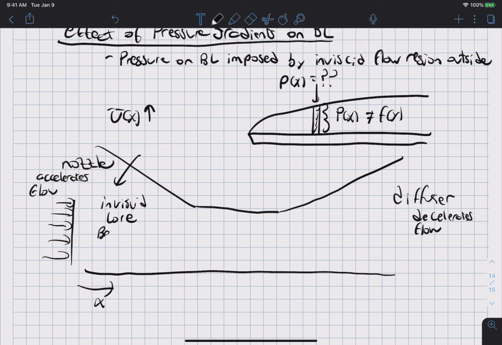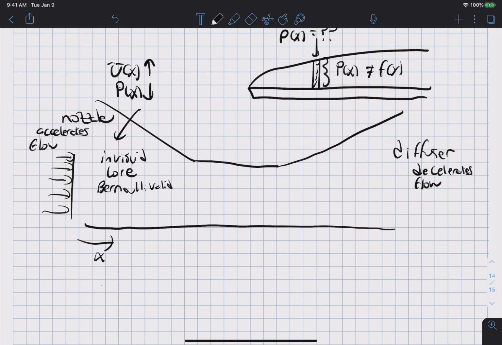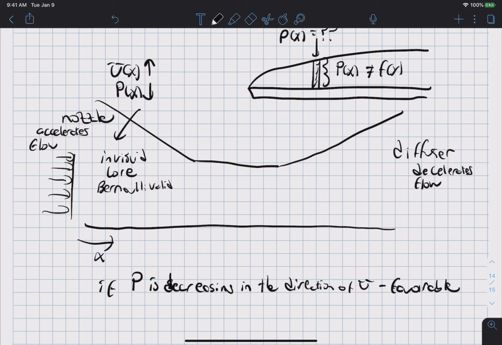Bernoulli is valid, which means that P of x decreases. And so what this is called, if P is decreasing in the direction of U, that is called a favorable pressure gradient.